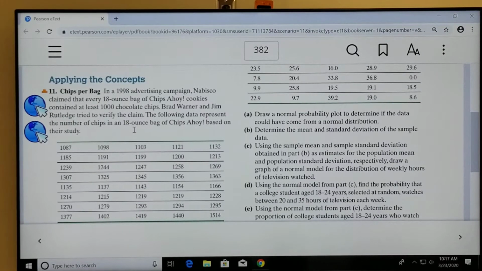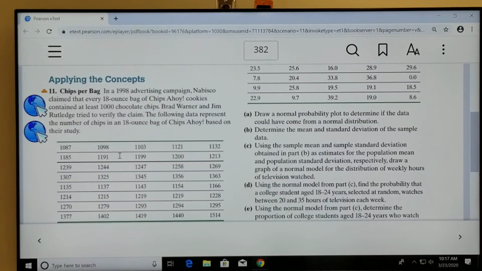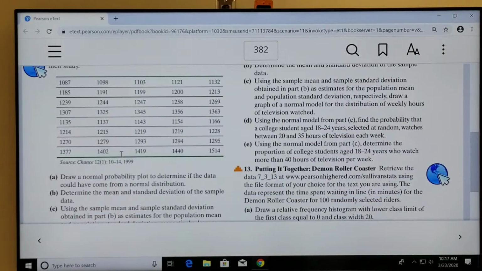Okay, so they actually opened up a bunch of Chips Ahoy bags and broke the cookies and tried to count up however many chocolate chips there were, which is just crazy to me. Anyway, this is what they came up with. It looks like each bag contains at least 1,000 chocolate chips, which is cool. So what are we supposed to do? It says draw a normal probability plot to determine if the data could have come from a normal distribution.